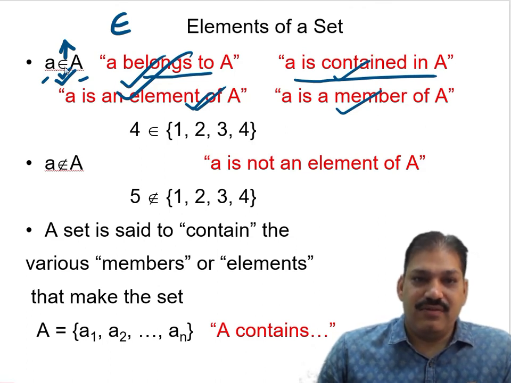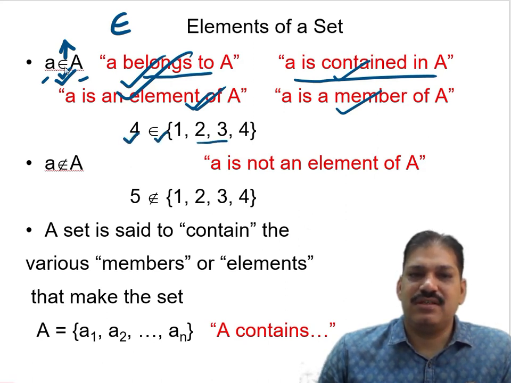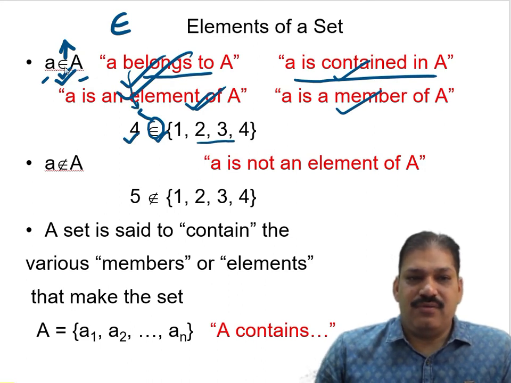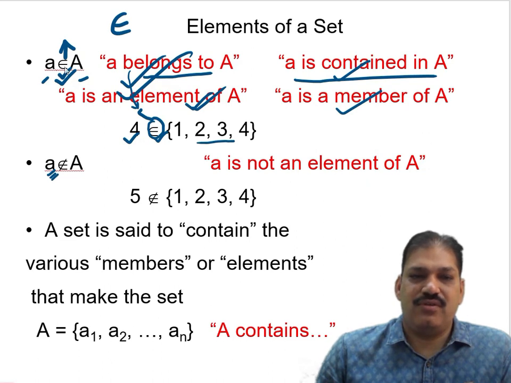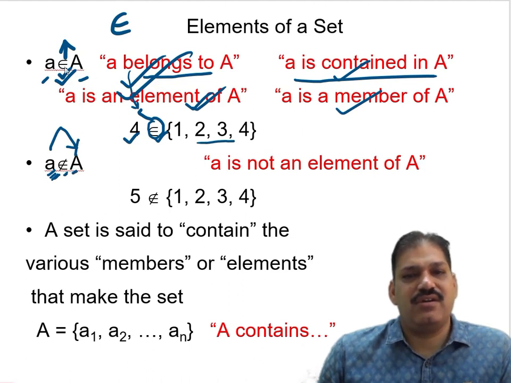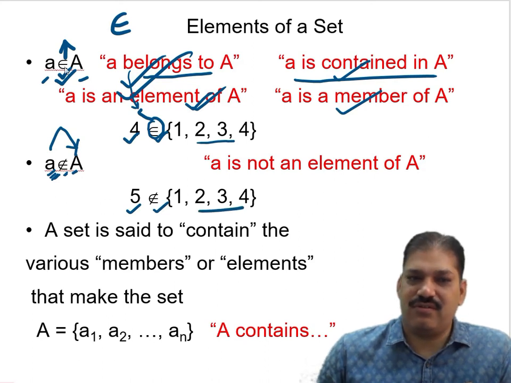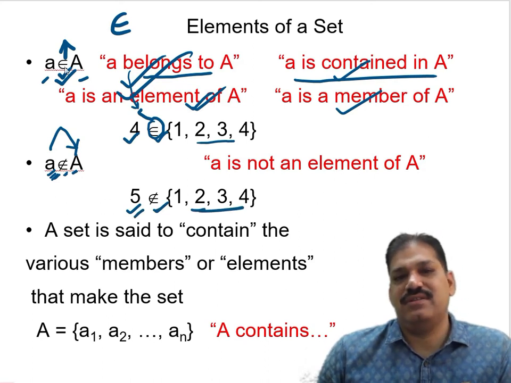Well, here we can see this is a set which contains 1, 2, 3 and 4. So 4 is an element of this set. This symbol stands for is an element of or belongs to. If a particular object does not belong to a set, then we say a does not belong to A, a is not an element of A. So 5 is not an element of this set, or 5 does not belong to this set.